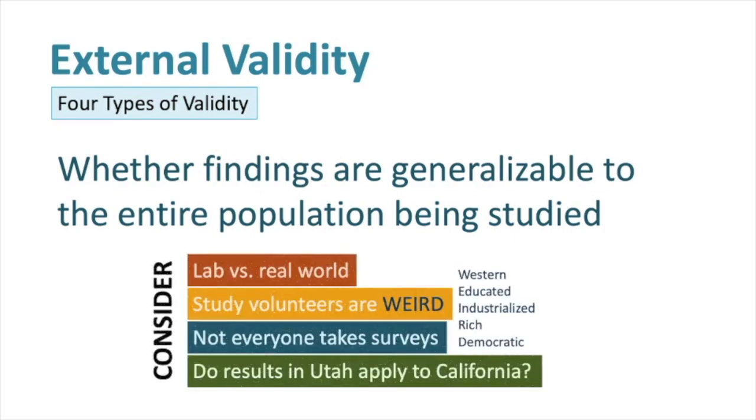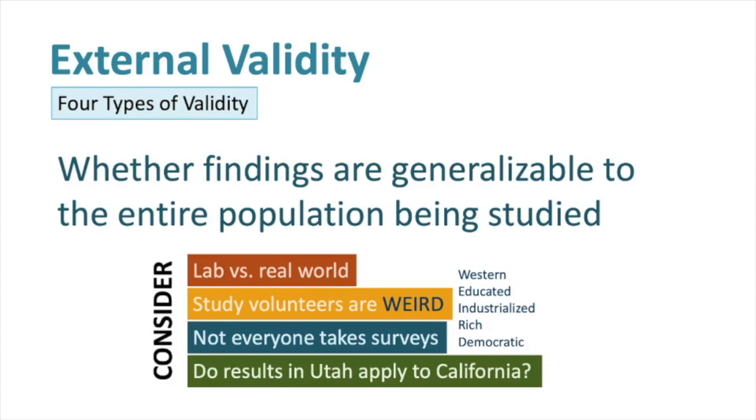And when you consider this, consider these various aspects of external validity. First is lab versus real world. Often in the lab, we can artificially create larger effect sizes than what we would normally see in the real world. So if your results are in the lab, note that the effect sizes may actually decrease when it is not so tightly controlled.